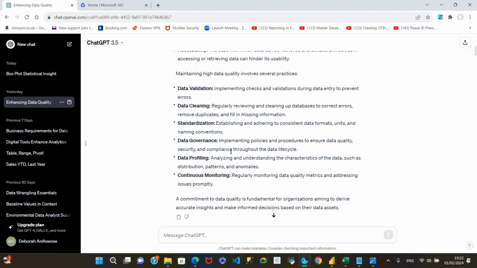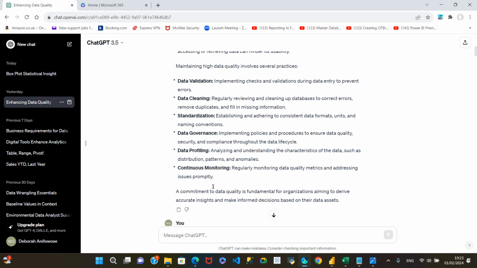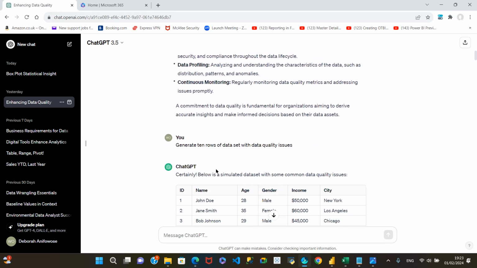Then implementing data governance. What are the policies and procedures that ensure that we are working with good data quality and security in mind? And data profiling. We have to understand our data, the structure, the characteristics, what's the distribution within the type of data that we have. And we have to understand the anomalies, the outliers that could be present. And we have to constantly monitor, so that any issue that crops up, we can easily deal with it.